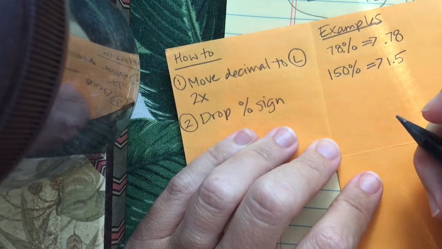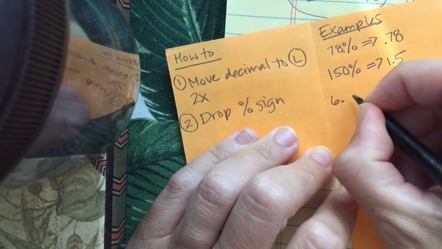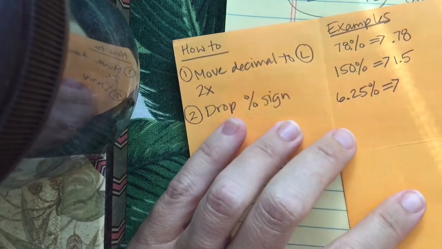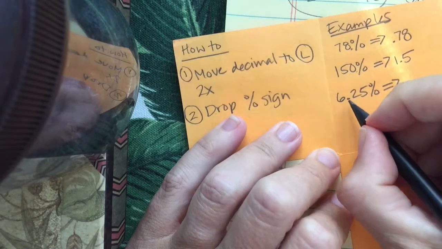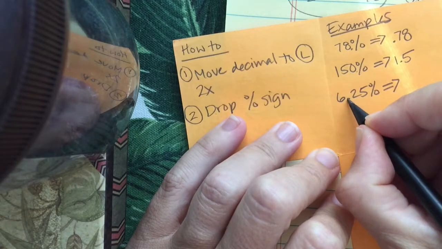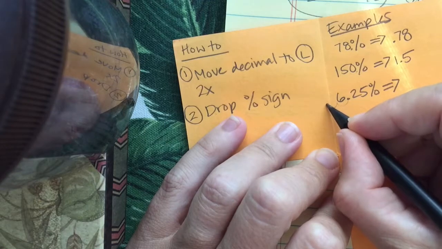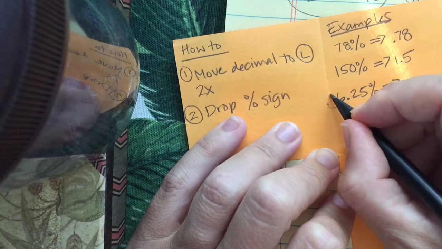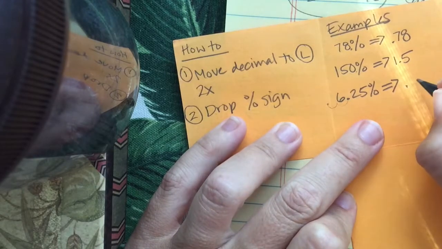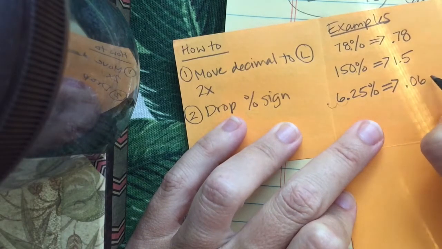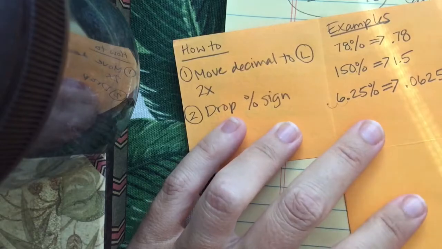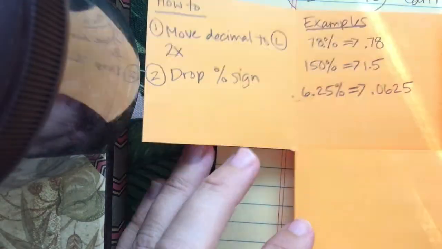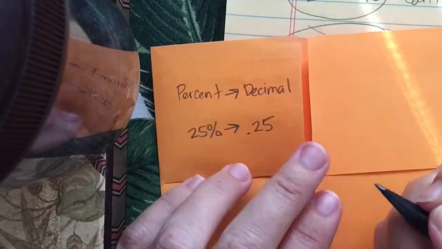If you had 6.25%, same process. Here's your decimal. You're going to move it 2 places to the left. 1, 2. Now you've got an empty space here, and what's going to go there? A 0. So your answer is going to be 0.0625. Okay, pretty easy. All right, so I'm going to close that guy up, and I'm going to go to this side here.